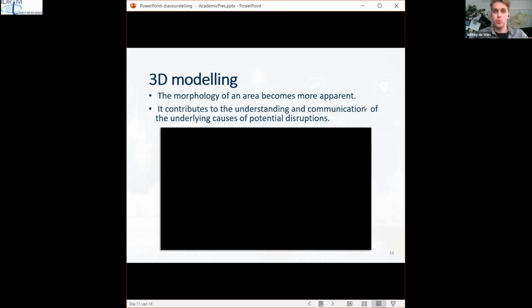So to answer the question of what the additional value of 3D models is in disaster risk reduction, we can say that it helps in understanding the morphology of the area, and it contributes to the understanding and communication of underlying causes of disruptions, which were mainly road closures in my case. And this can help decision makers in suggesting more local measures and disaster coordinating organizations to prepare more dynamic action plans.